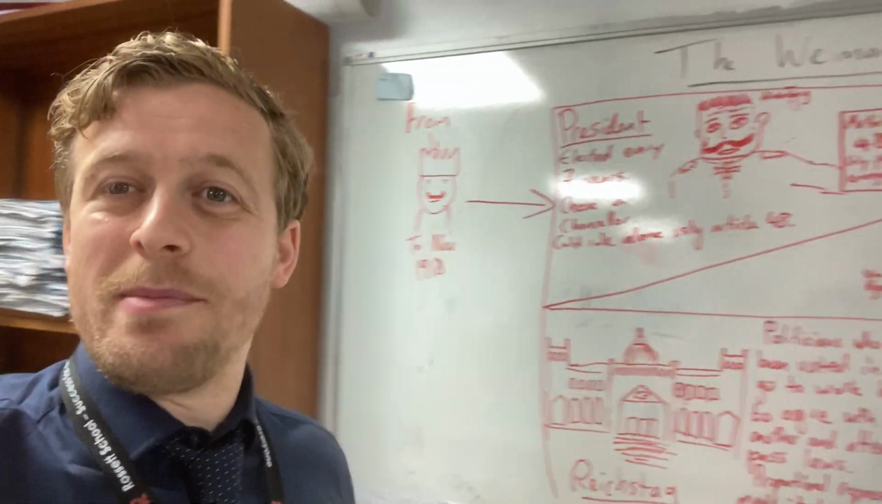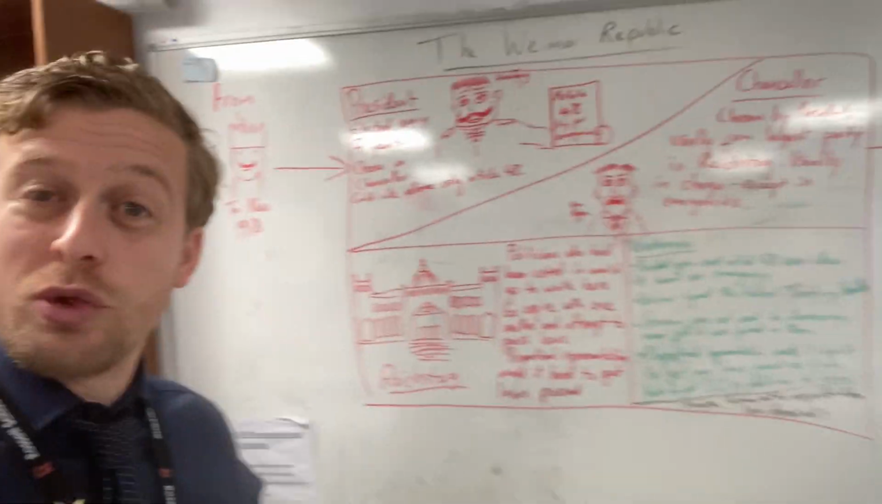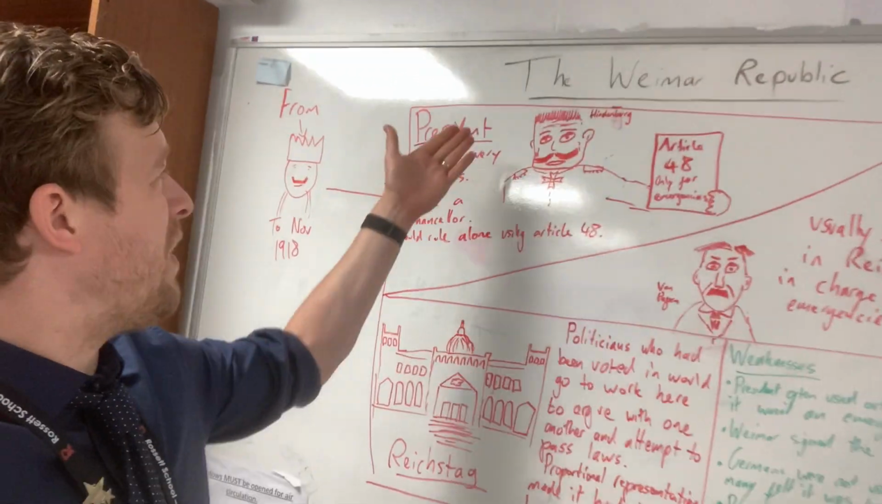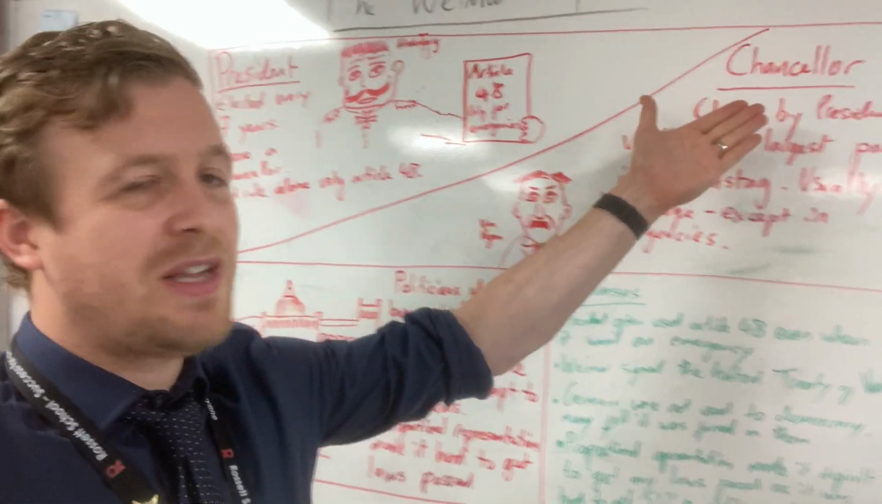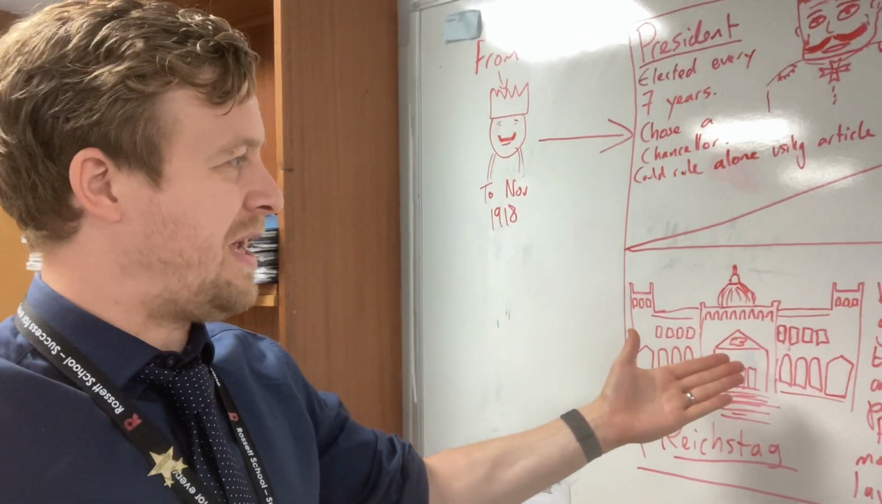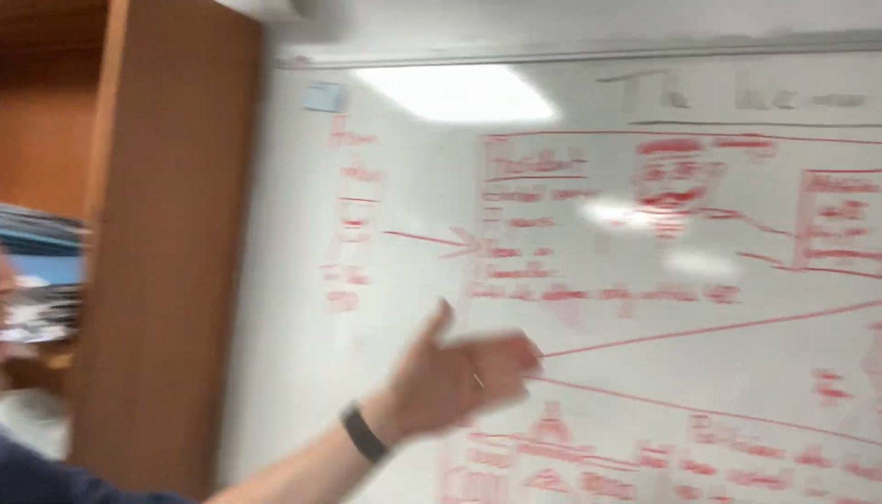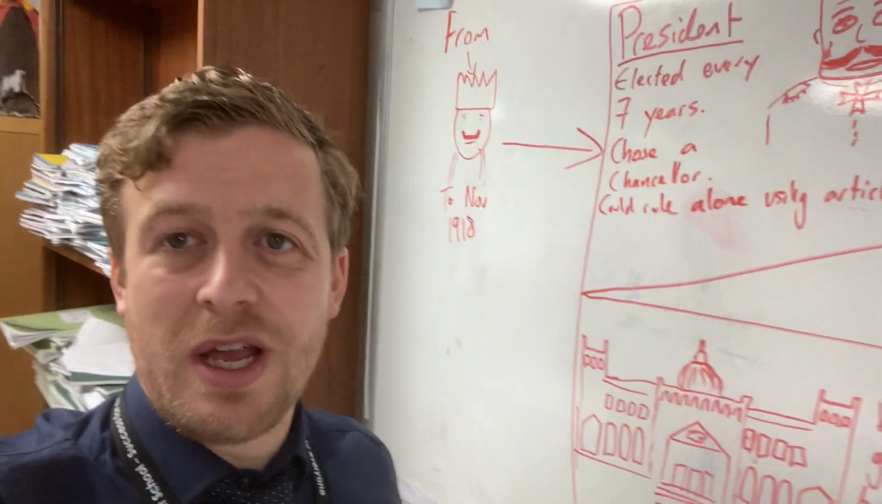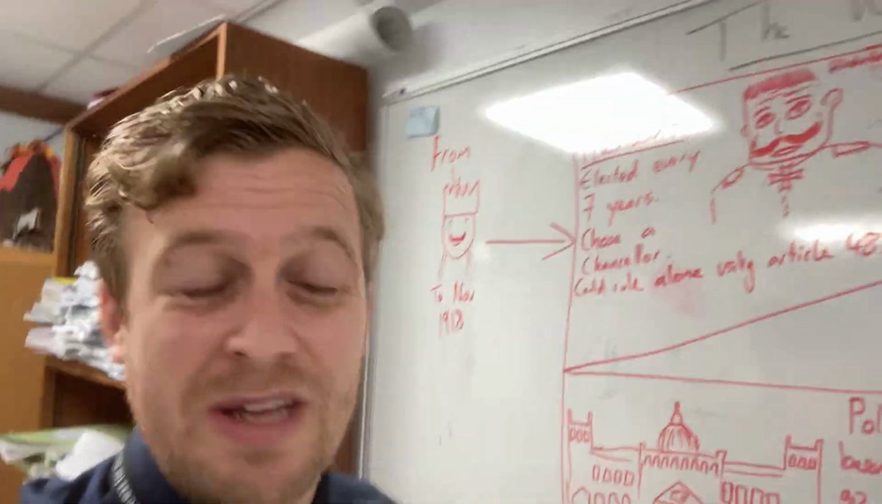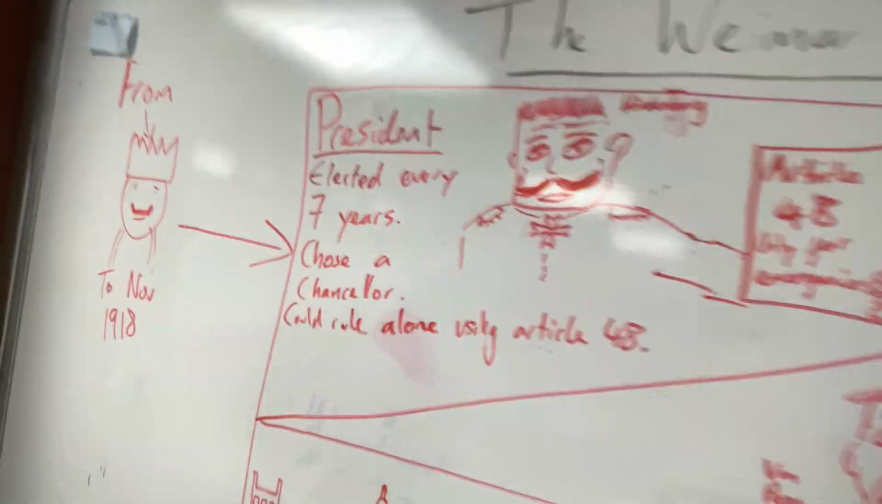So how did the Weimar Republic work? Well, there's three main parts to it. You've got the president, you've then got the chancellor, and then you've got the Reichstag, which is down here. So the president, and I've done the one who was in charge for the longest time there, that's a drawing of President Hindenburg. Google images him, and you'll see how amazing my drawing is there.